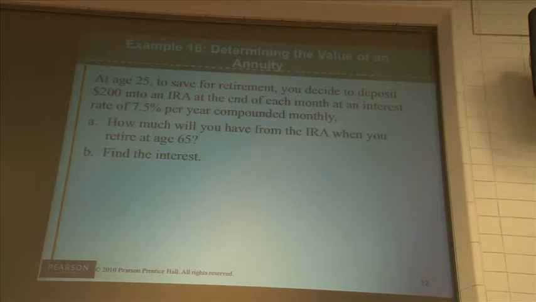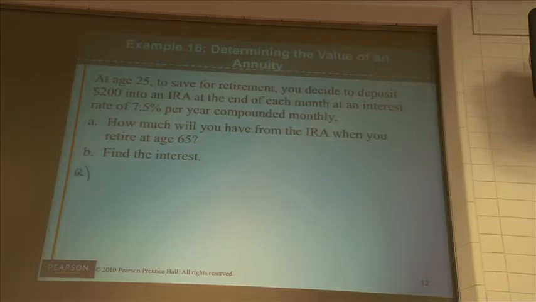Okay, some idea. At age 25, we deposit $200 into an IRA at the end of each month with an interest rate of 7.5% compounded monthly. Okay? How much will we have at age 65? Okay, let's do part A first, and then we'll find the interest.